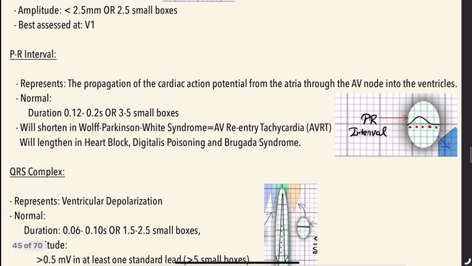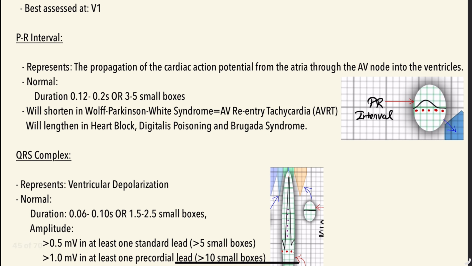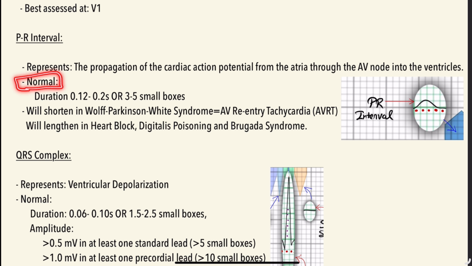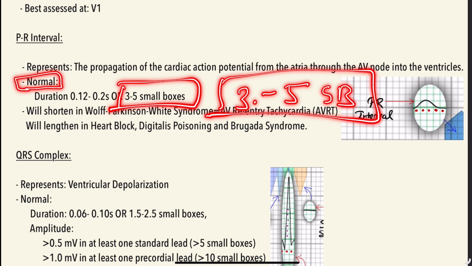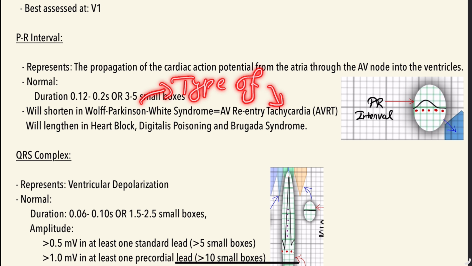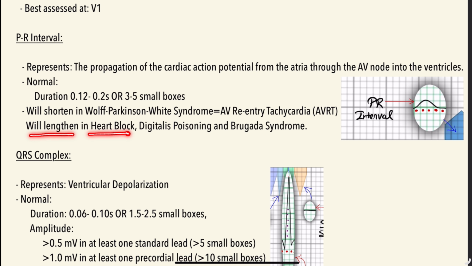Now, let's move to the PR interval. The PR interval represents the transmission of the cardiac action potential from the atria to the ventricle via the AV node. The normal duration of the PR interval is between 0.12 to 0.20 seconds, which equates to 3 to 5 small boxes on the ECG paper. A shortened PR interval may be observed in conditions such as Wolff-Parkinson-White syndrome. The PR interval may lengthen in case of heart block, digitalis toxicity, and Brugada syndrome.